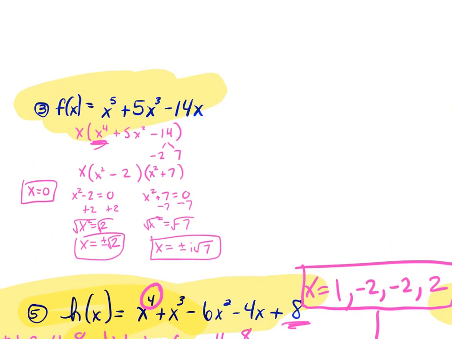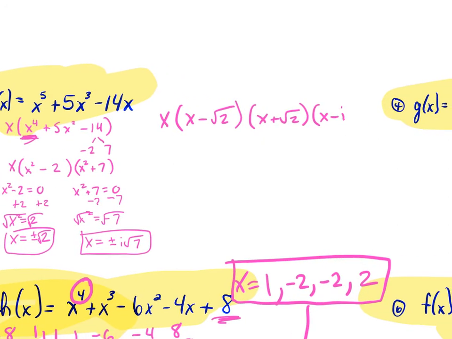So now writing this in our linear factorization, we just have an x. We have x minus square root 2, x plus square root 2, x minus i square root 7, and x plus i square root 7. And then our zeros would be 0, square root 2, negative square root 2.